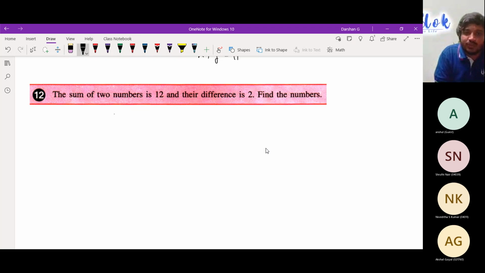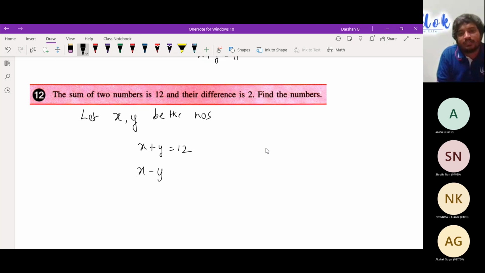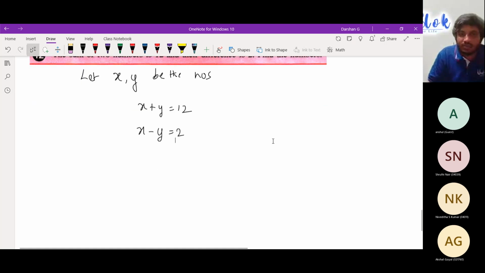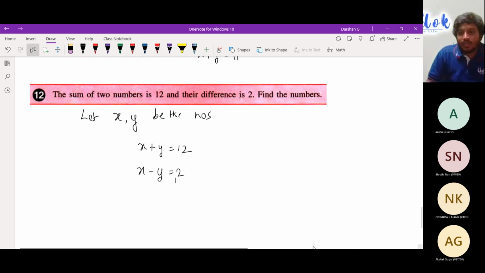So the sum of two numbers. We let the numbers be x and y. So it is x plus y equals 12, and the difference is x minus y equals 2. From here you can find the answer by whatever method you want. Anybody who has a doubt in this problem? Sir, easy. I'm getting X as 7 and Y as 5. Yeah. Anyway, we are not looking at that, Shruti, because I know that you know how to solve the simultaneous equation, because we have solved enough questions.